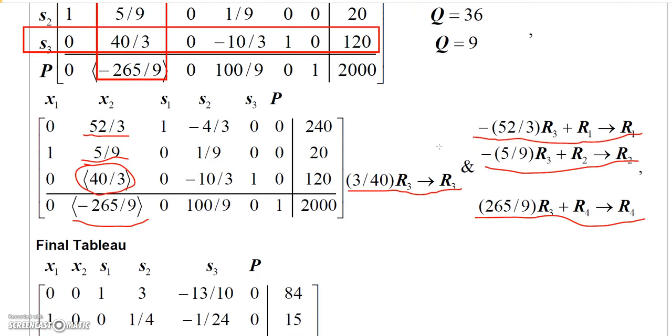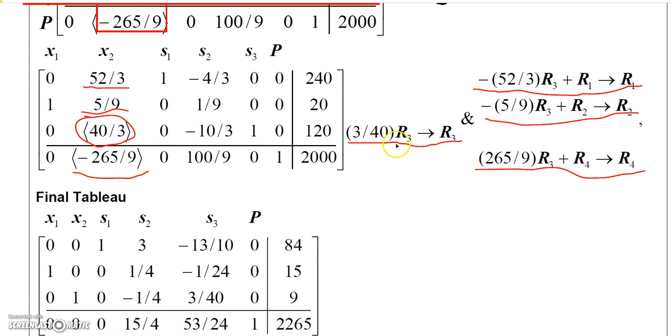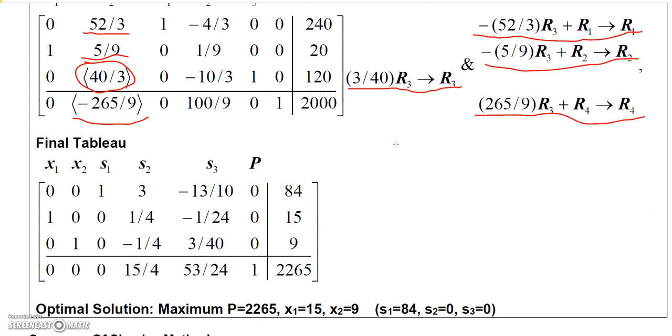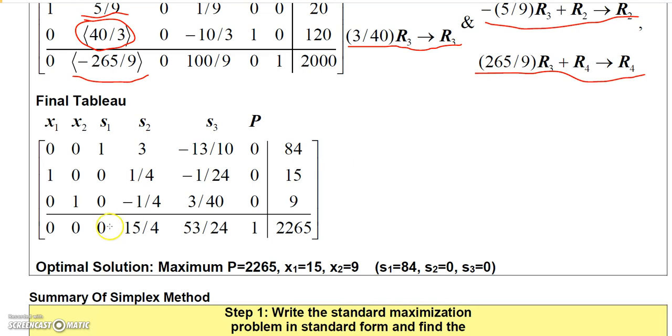Okay, now if I do those row operations, what I'm going to end up with is my final tableau. And notice that, let me identify the basic variables for you. It looks like the first three columns are all basic variables. So x1 is a basic variable, x2 is a basic variable, s1 is a basic variable, and then the p column is also a basic variable.